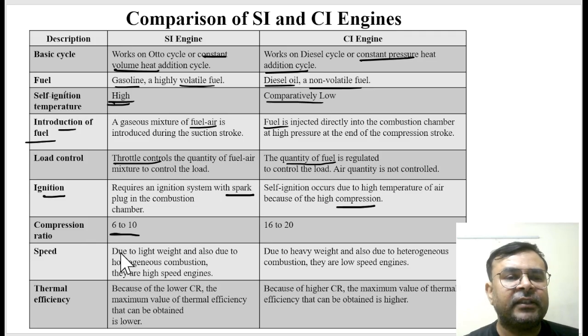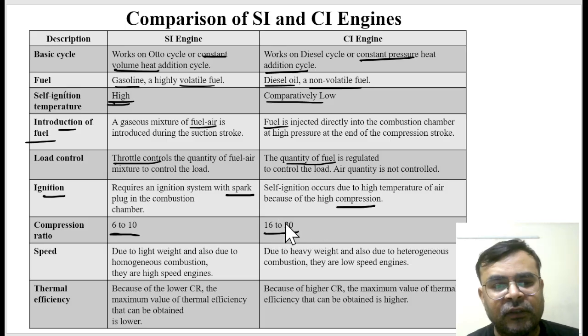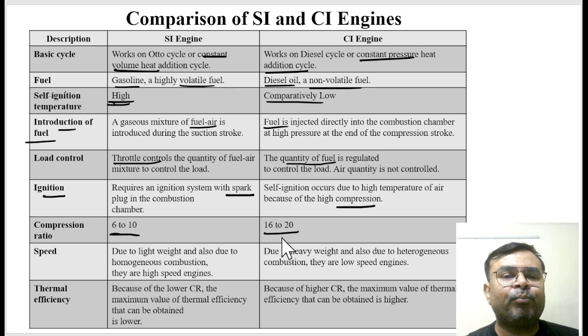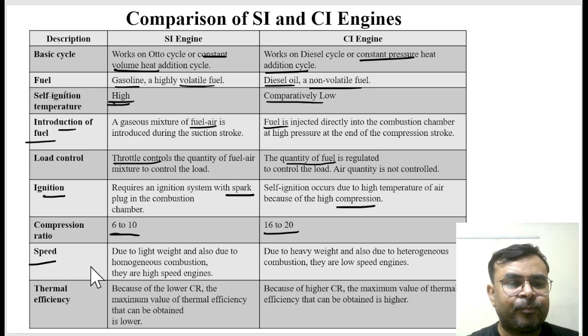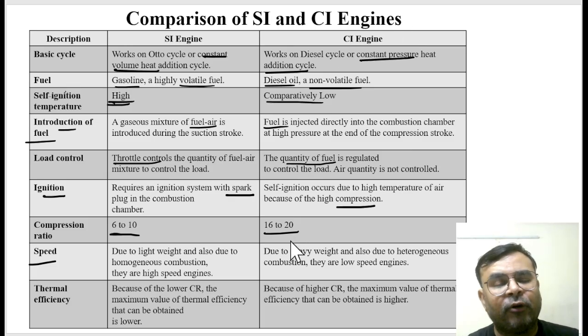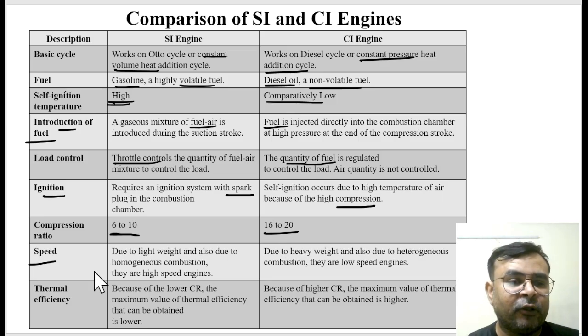Next, ignition: this is spark ignition and this is compression ignition. For compression ratio, in an SI engine it is low, in the range of 6 to 10, but here the compression ratio is very high, around 16 to 20. That's why the diesel engine size is bigger than the petrol engine size. Because of this compression ratio, the efficiency of the SI engine is low, while the CI engine has more fuel economy and more efficiency. That's why diesel vehicles give more fuel economy than petrol vehicles.